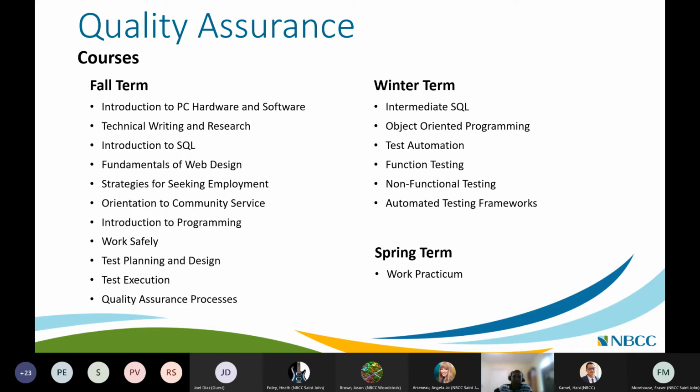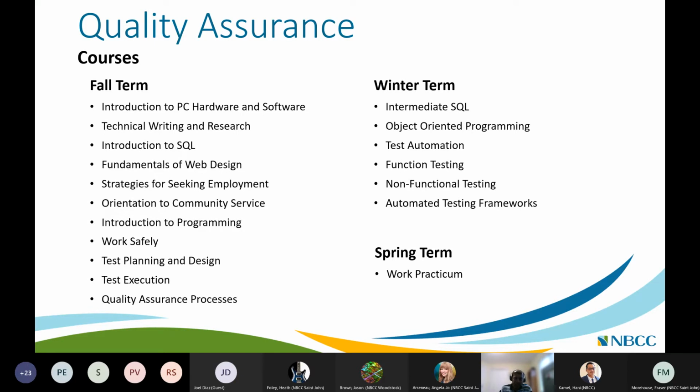In the winter term, we'll be going for intermediate SQL. For SQL, you need one book, which will cover both the fall term and the winter term. Then we'll go with OOP, object-oriented programming, which is just intermediate C#. We are going to go over it with the same book. In the first term, we just go through the introduction part, and in the winter term, we're going to take it further. Then we'll do test automation and automated testing framework. Those two will be one course, just at 2 different times. And then we have functional testing and non-functional testing. That will cover our winter term.